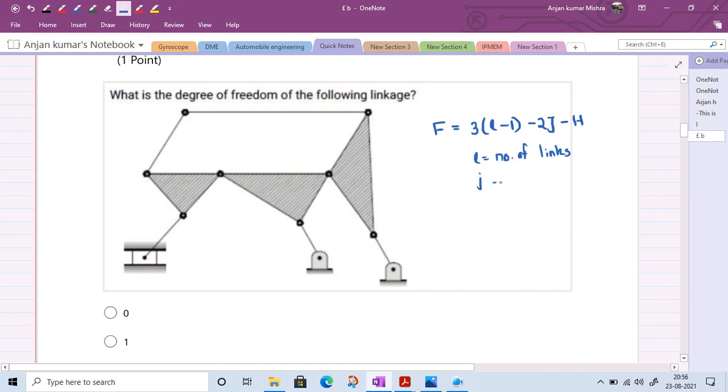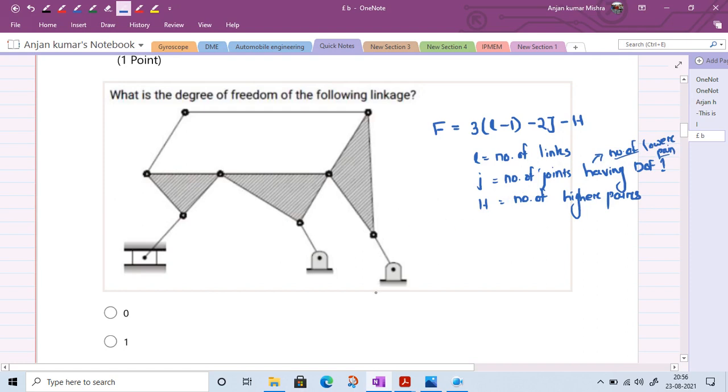J is equal to the number of joints having degree of freedom 1, and H is equal to the number of higher pairs. Or you can write here the number of lower pairs also. Lower pair means, if we are given a problem about a planar mechanism, that we will consider the revolute pair or turning pair or sliding pair.